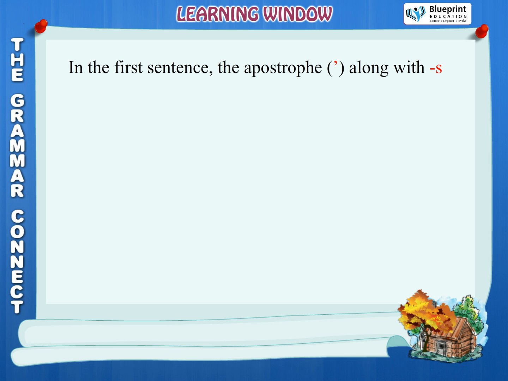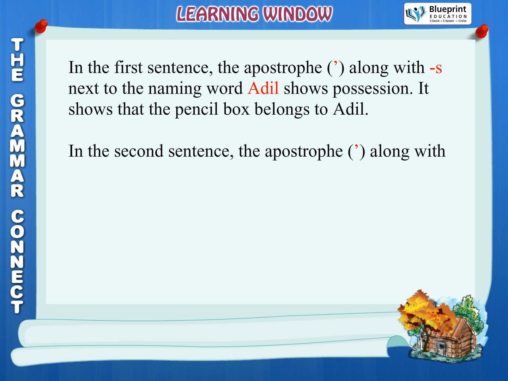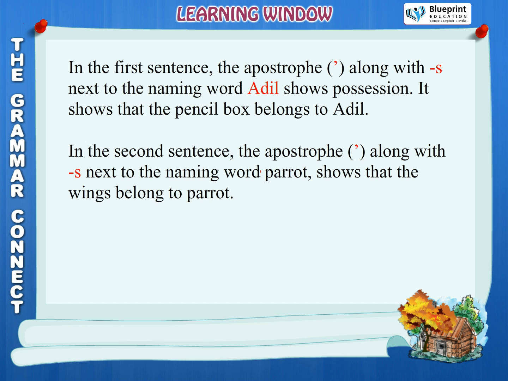In the first sentence, the apostrophe, along with S next to the naming word, Adil, shows possession. It shows that the pencil box belongs to Adil.